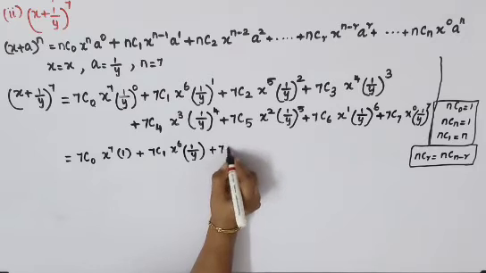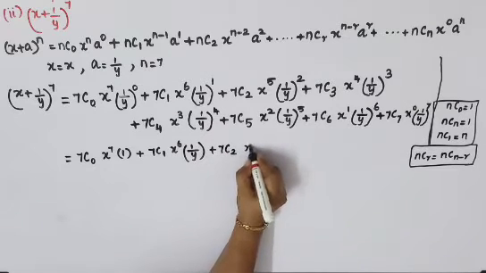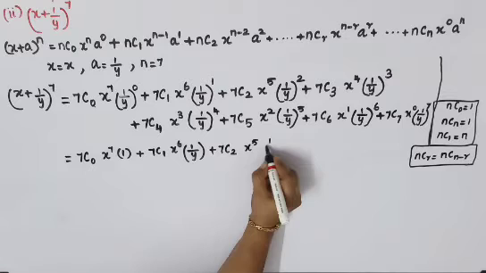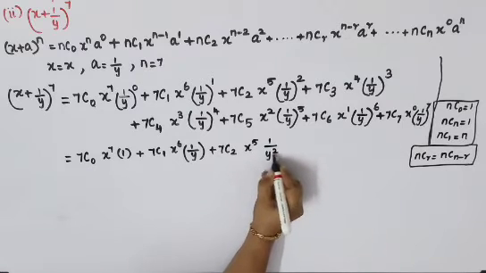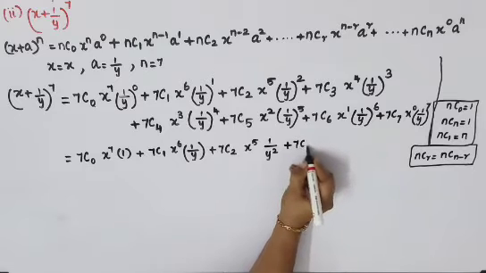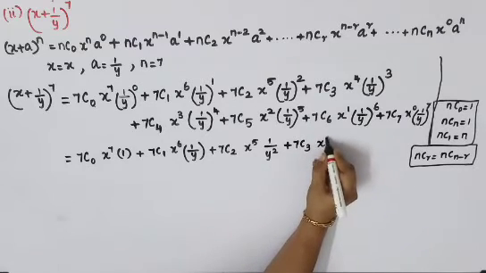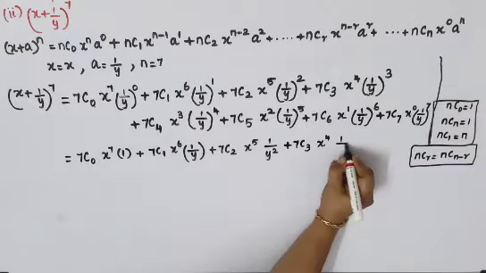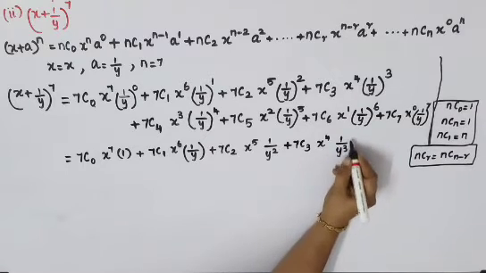plus 7C2 is there as it is, x power 5, 1 by, this will become y square. You can bring it to the denominator. Plus 7C3 will be there as it is, x power 4 into 1 divided by y cube, we can bring it to the denominator.